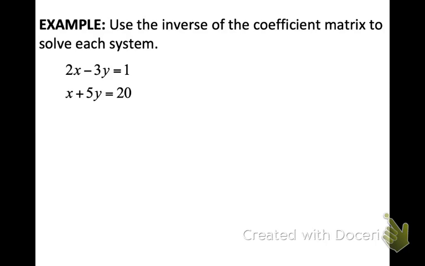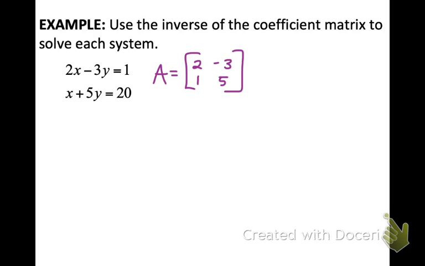You are going to be asked on your test to use this method, so you need to make sure you can use all the different methods. Here it says use the inverse of the coefficient matrix to solve each system. Think back to when we did augmented matrices. My coefficient matrix is made up of the coefficients of the variables, so I'm going to call it A: the matrix of 2, negative 3, 1, and 5.